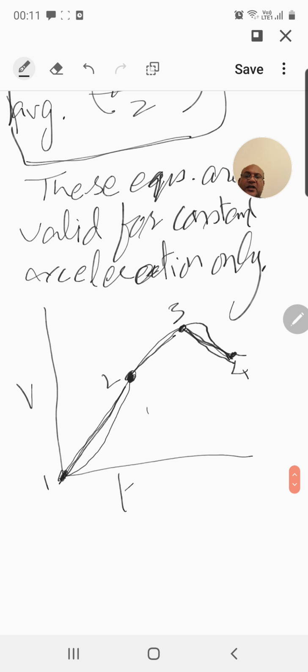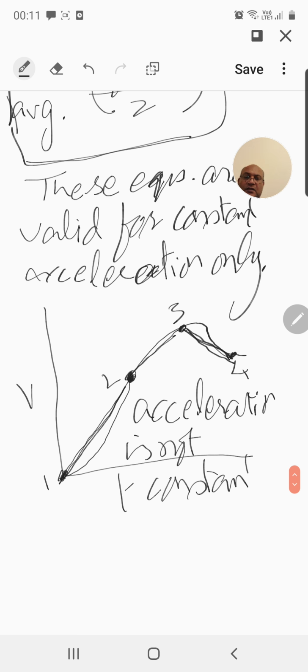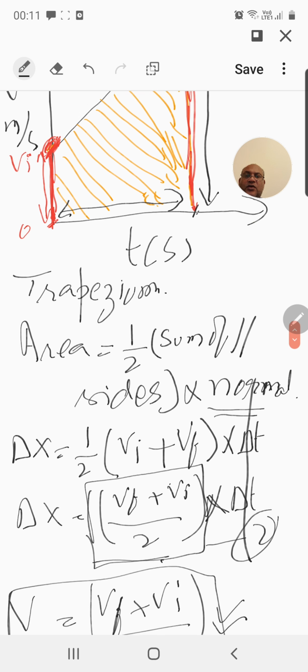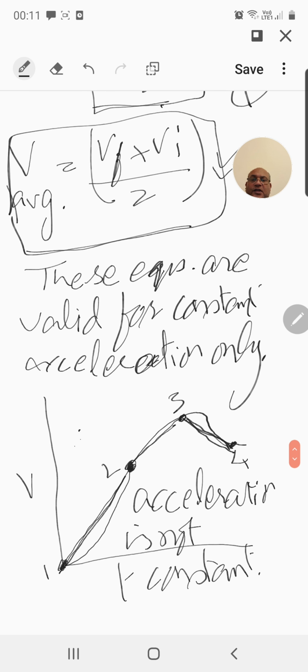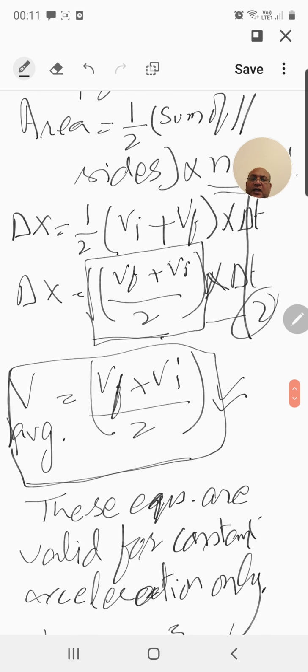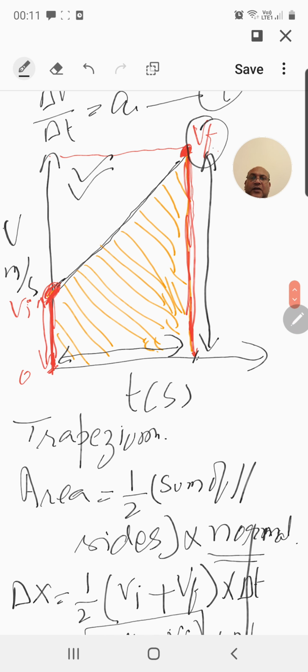So that means here acceleration is not constant, and therefore I cannot use equations of motion in this situation. I can use equations of motion only in this situation where my velocity is increasing uniformly and I have a constant acceleration, right? So let me know if you have any question regarding the equations of motion.